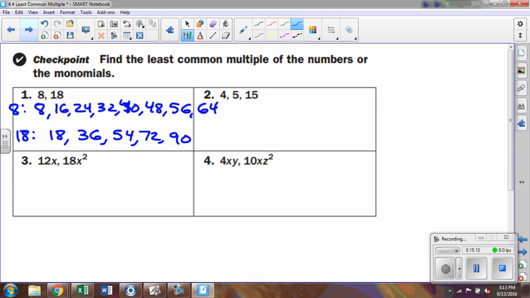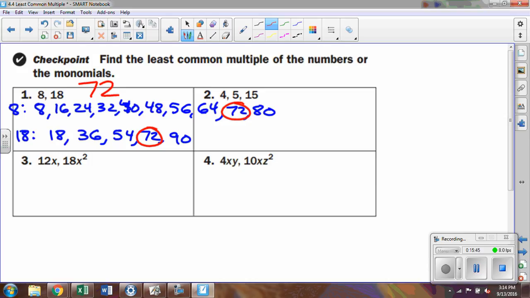What's our least common multiple? We don't have it yet. There's not one number that's showing up on both of those, so our lists are not long enough. We have to keep going. If we continued adding one more, 72, 8 more, 80. But we should recognize then that they do have the common 72, so least common multiple of 8 and 18 is 72. We're done with that one.